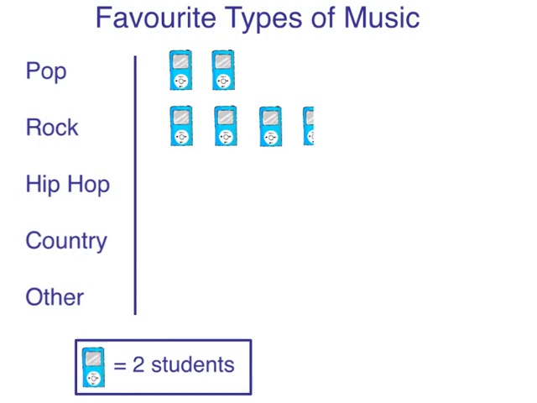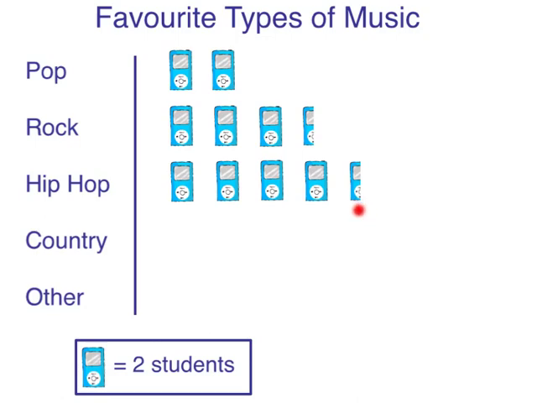9 people chose hip-hop. So here we have 2, 4, 6, 8, and a half symbol for 1 more person is 9. 3 people chose country. How many symbols would that be? If you guessed 1.5, you are right. And finally, 1 person chose other. So we'll put half an MP3 player there. So there's Billy's completed pictograph for his survey that he did on favorite types of music in his class.